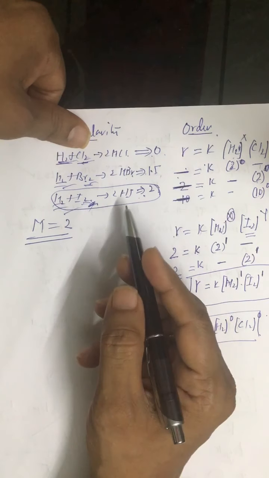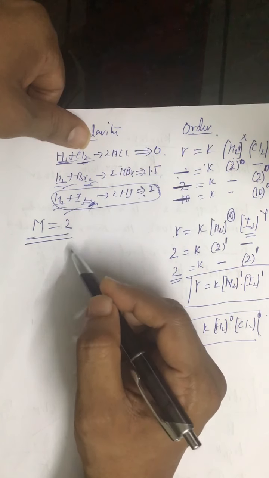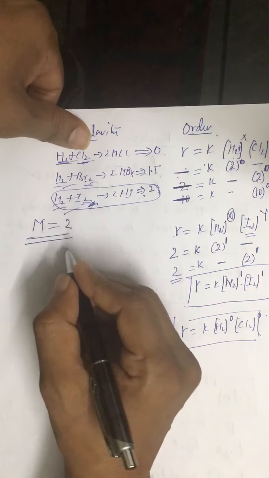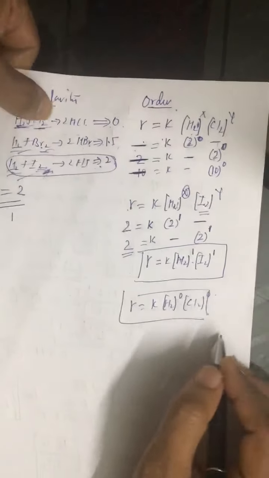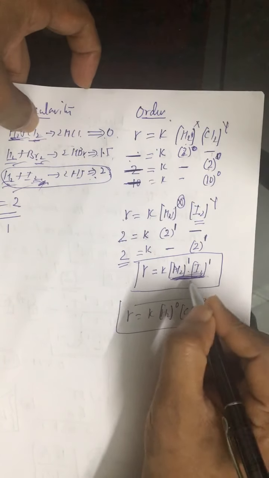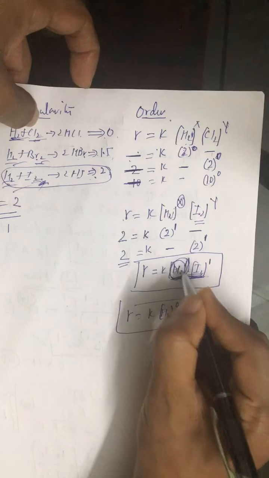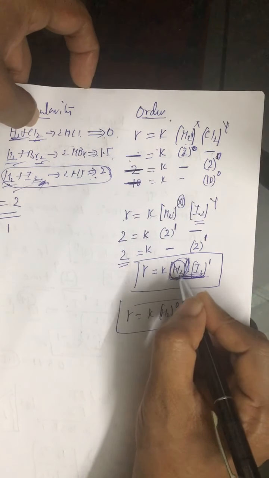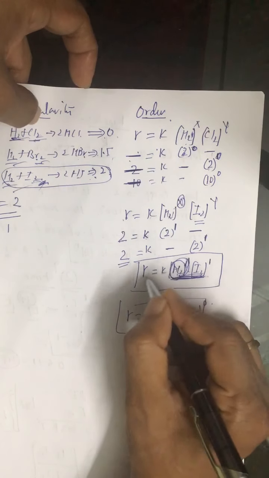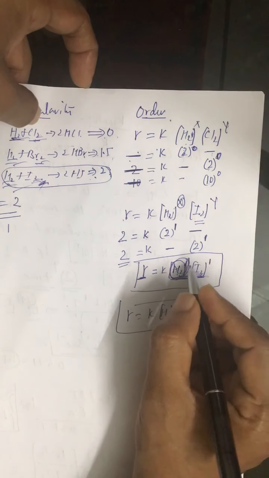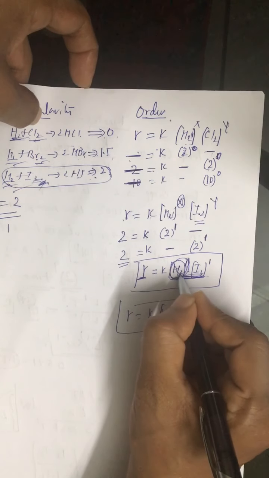Now, next point, molecularity of a reaction is always constant, whereas order of reaction can be changed. How can the order of a reaction be changed? Like I told you, for the last reaction, this is the rate law. If you take any of the reactants in excess, like hydrogen in excess, then by changing the concentration of that reactant, the rate of reaction remains unaffected.